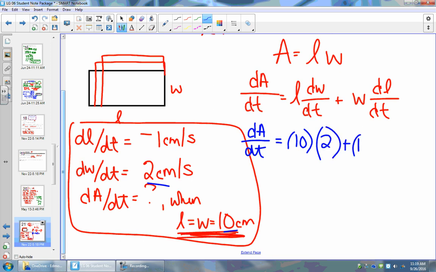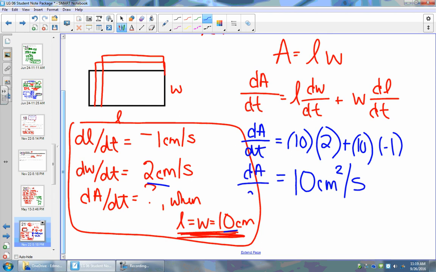W, again, is going to be 10. And dl over dt is going to be -1. So again, we've taken that derivative. Everything is fair game. 20 minus 10 is going to leave us with 10 centimeters squared per second, again because we're talking about area over time. And that's it. Okay, so if you guys could follow those steps, these questions are not that bad.